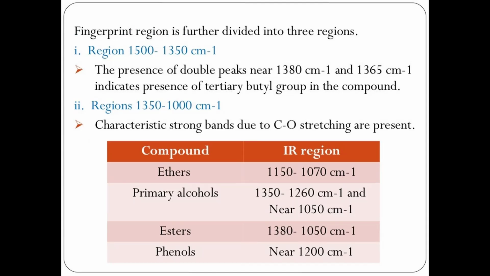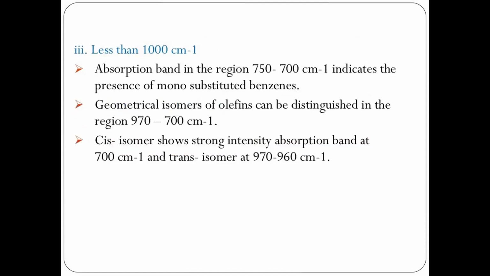Similarly, the stretching bands due to CO stretching in different molecules are like this. CO stretching of ethers can be seen at 1150 to 1070. CO stretching in the case of primary alcohols can be seen at 1350 to 1260. Esters, phenols, etc. Less than 1000 centimeter inverse. If the absorption band lies in the range 750 to 700, it indicates the presence of monosubstituted benzene.